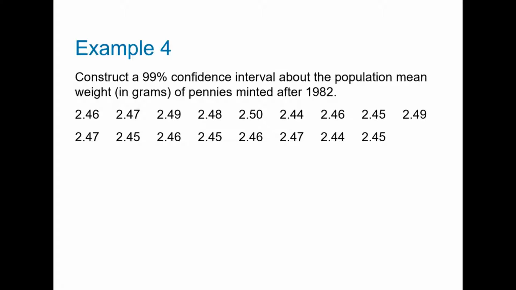Construct a 99% confidence interval about the population mean weight in grams of pennies minted after 1982. We can construct the confidence interval by using StatCrunch or formulas in Table 7. Let's use StatCrunch first. Because we are given raw data, we can just go directly to StatCrunch.